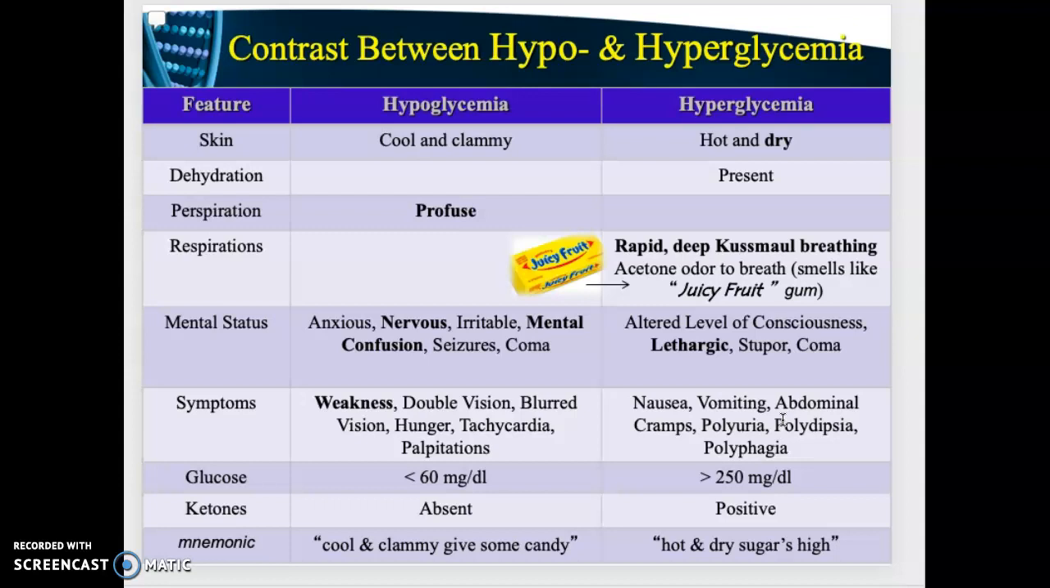Remember we talked about if you can't use sugar for energy, you're going to break down fats, and the byproduct of breaking down fats is ketones. And this is what gives that person the juicy fruit breath or that acetone breath. It's a really sweet smell to the respirations. And so they'll be positive for ketones. They'll spill it in their urine. And then remember the little mnemonic that we use in this situation is hot and dry, sugar's high, or dry and hot, needs an insulin shot.